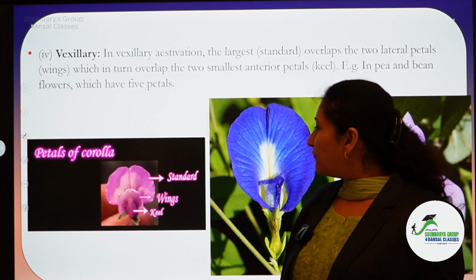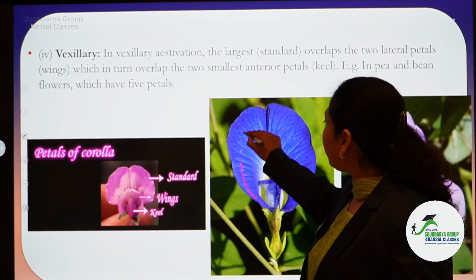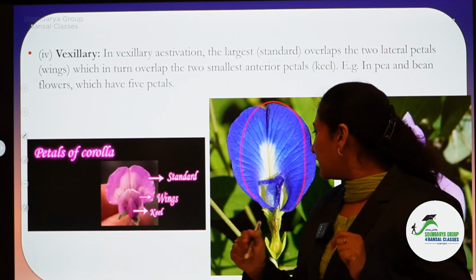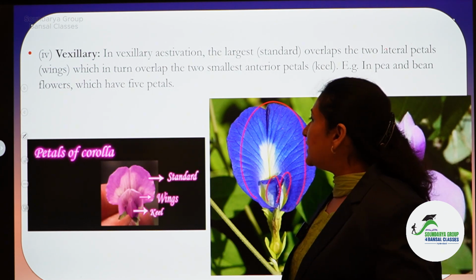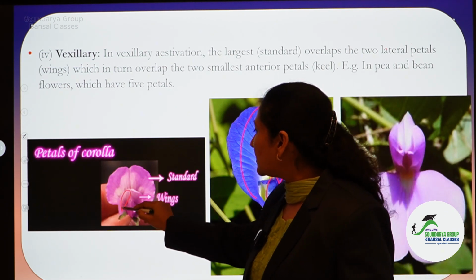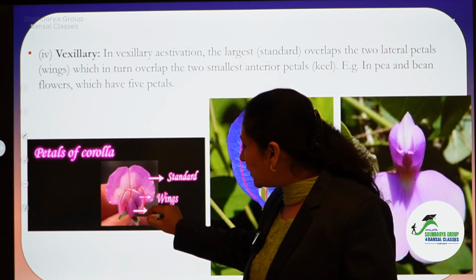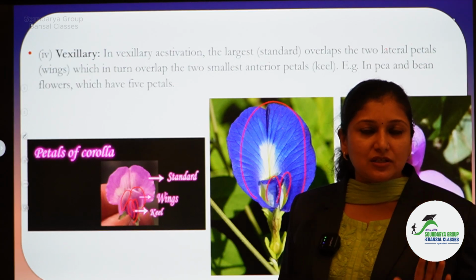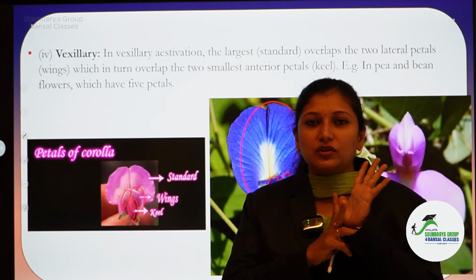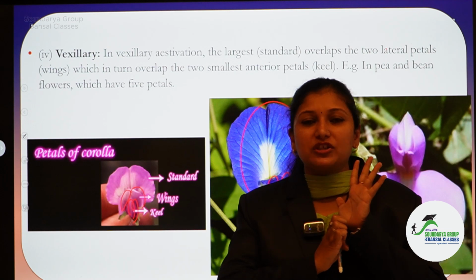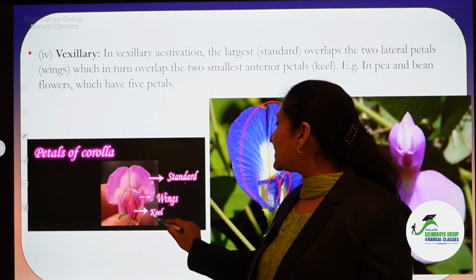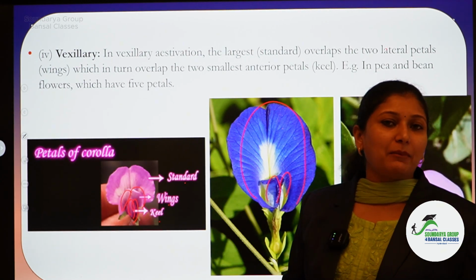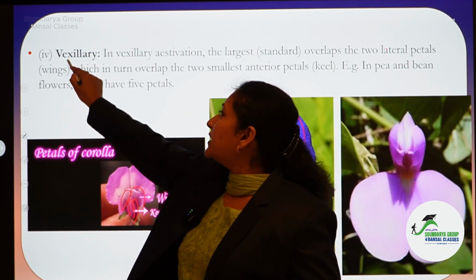And the last one, vexillary, where you have one big petal at the back and 2 petals in the front. These 2 petals are known as wings, you can see here. And in front of that, again 2 more petals which are fused. So total 5 petals: one at the back side, 2 separated, and again a smaller 2 which are fused. So standard, wings and keels. This type of estivation is mainly present in the Fabaceae family, in the pea plant, and is known as vexillary.